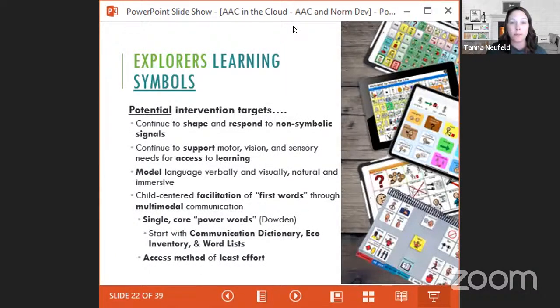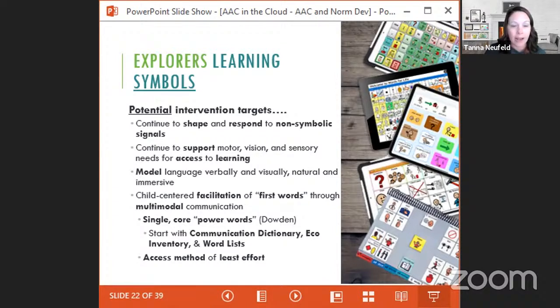We also, of course, want our explorers to learn symbols, right? We don't want to withhold those until they're ready. We know they are ready, but the way symbol usage looks for an explorer may be different depending on what stage they're at. So some potential intervention targets might be that you continue to shape and respond to those such important non-symbolic signals, but that you also continue to support vision and motor access, to model language, and also to facilitate that first word vocabulary, right? So this is where we're going to channel our Gail Van Tatenhove and others where we're focusing on powerful core vocabulary as that first line of word teaching.